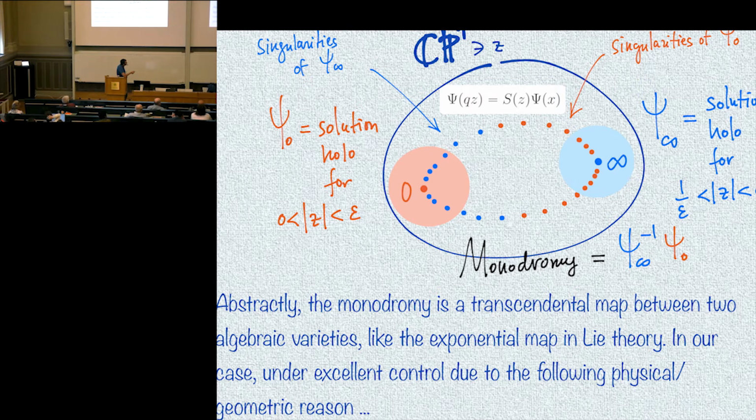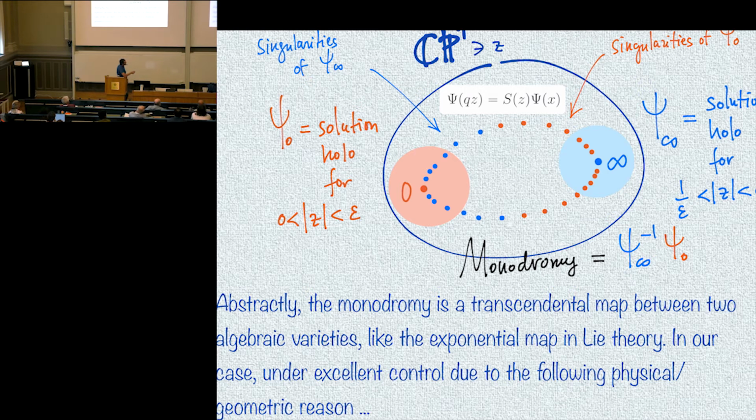By the same argument, there will be a solution near infinity, holomorphic in the neighborhood of infinity, and then it will have singularities accumulating to 0. And the monodromy is just the ratio of these two fundamental solutions. The basic feature of that is that this is a constant function with respect to my equation. It means this is invariant under replacing z by qz. So it's a matrix of elliptic functions in ordinary language. The monodromy of Q-difference equations is a matrix of elliptic functions.